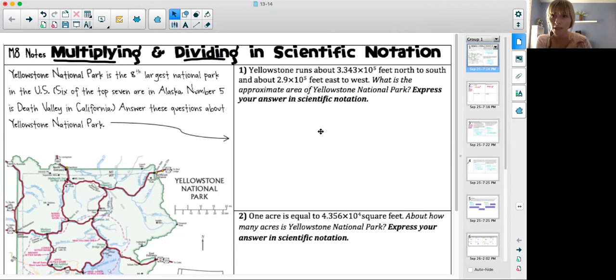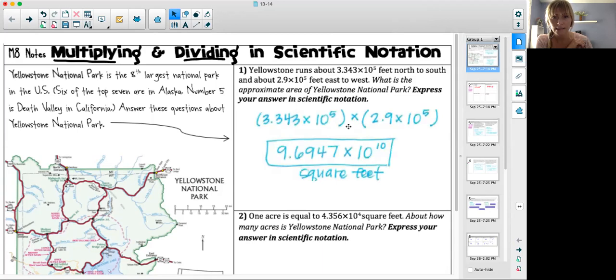This is a multiplication problem because it's area. So I set up my multiplication problem right here: 3.343 times 10 to the 5th. And I put that part in parentheses because I got a times here and a times here and a times here, and all those multiplications are a little confusing. So I put parentheses around it to keep that more clear. And then I've got 2.9 times 10 to the 5th. Okay, multiply those two. So make sure you take a second and write down on your paper the multiplication setup there.